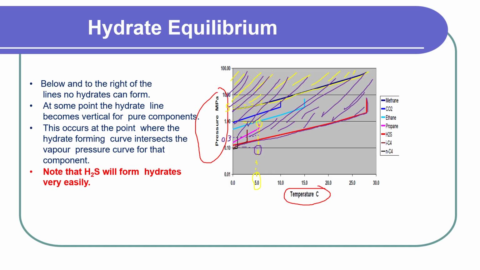And you can see the vertical lines here in some of the curves. These are the conditions when the hydrate formation curve intersects or hits the vapor pressure curve for that specific component. This justifies why you have a vertical line. The vertical line takes place at the point where the hydrate formation curve hits the vapor pressure curve for that specific component.